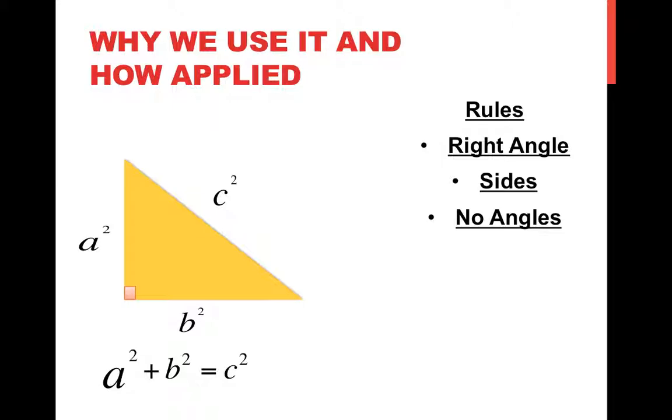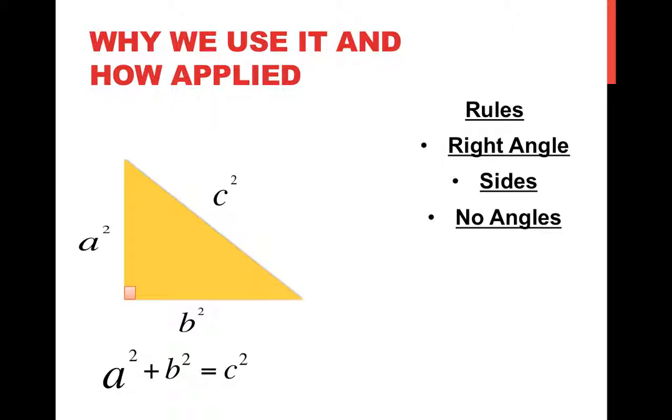Right, we have the sides now. Pythagoras is used to work out sides, and that is key. And you must have two sides that already have a value. So for example, if a was 4 and b was 5, we could work out c. Or if a was 2 and c was 5, we could work out b.